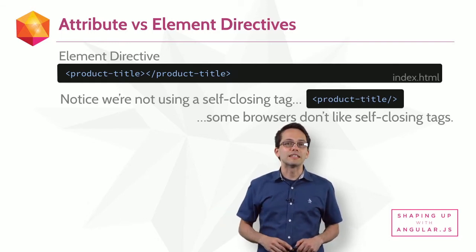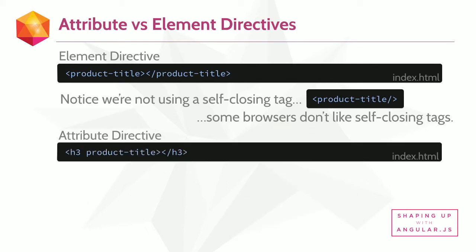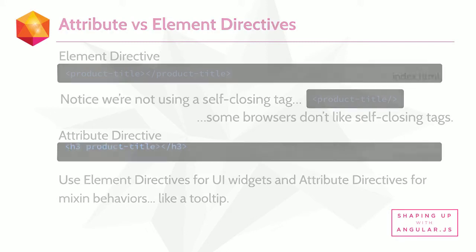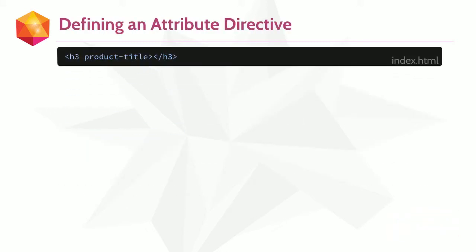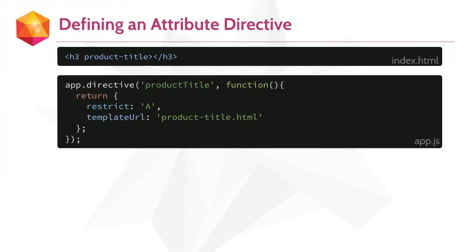If we wanted to write this directive as an attribute directive, it might look like this, where we specify product title as an attribute inside an H3 element. It's best practice to use an element directive when you're doing things like UI widgets and attribute style directives when you have things like mix-ins which add behaviors to HTML, like maybe a tooltip. If we wanted to use a directive attribute instead, our definition would look slightly different. We'd specify restrict A, because in this case, A stands for attribute, and then we could properly use an attribute directive.